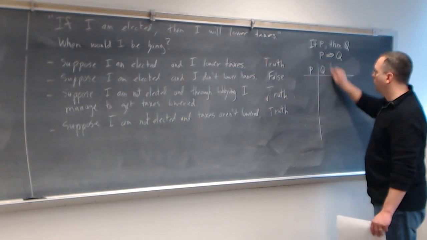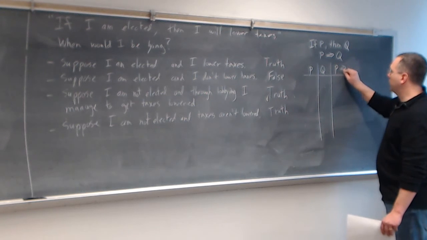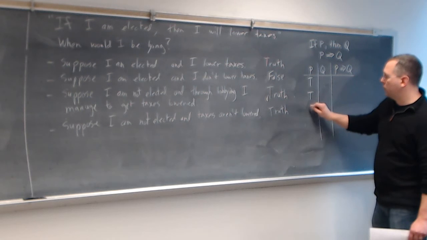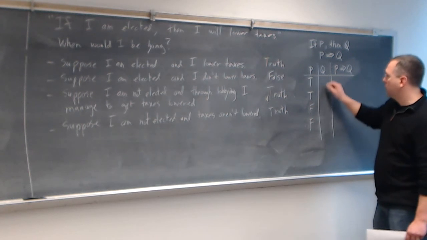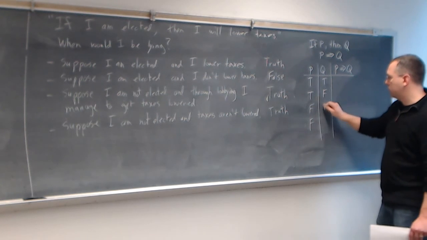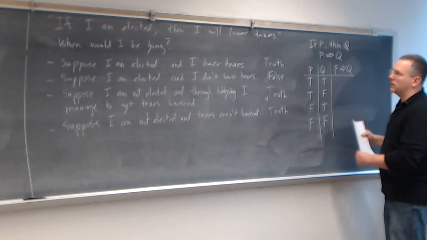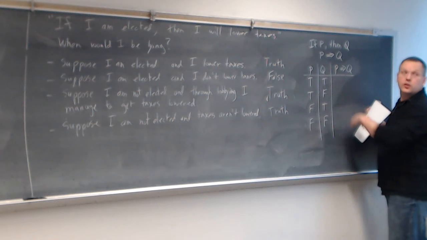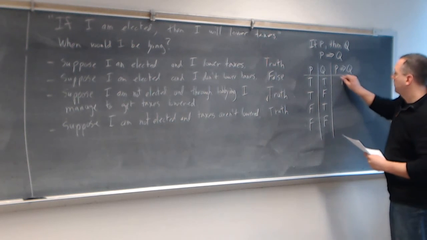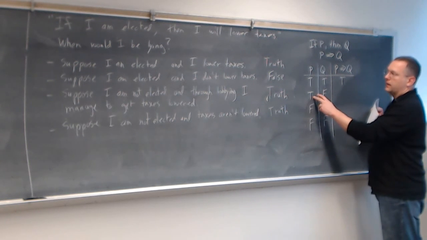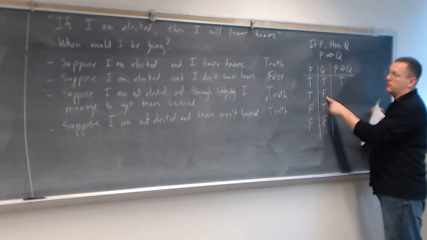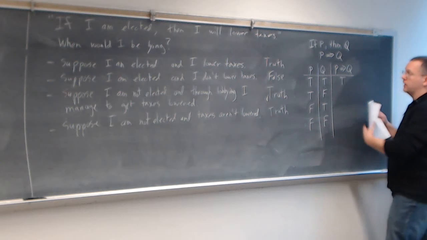P, Q, and then P implies Q. So we had true, true, false, false, true, false, true, false, right? True, true is I am elected, I will lower taxes. So P implies Q is true. I am elected and I do not lower taxes. That's false. So P implies Q would be false.